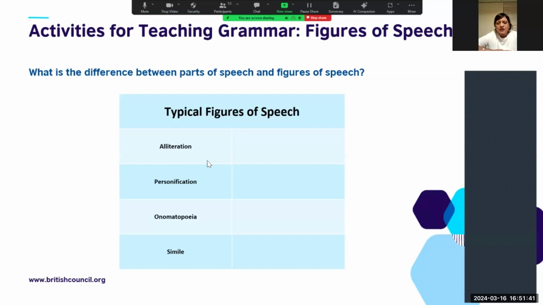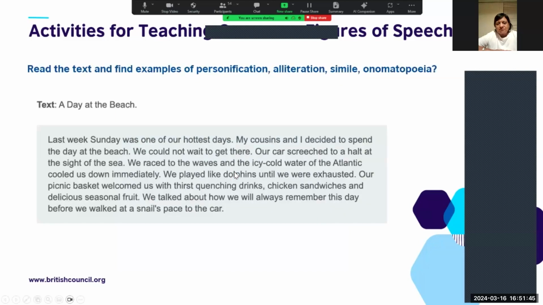But we can go on to the next slide, Steve. Whilst you are figuring that out, we have a text that has many figures of speech in it. We would like you to read through the text and identify and explain the figure of speech. Teaching figures of speech contextually is very, very important. It's more than just knowing the definition of a figure of speech.